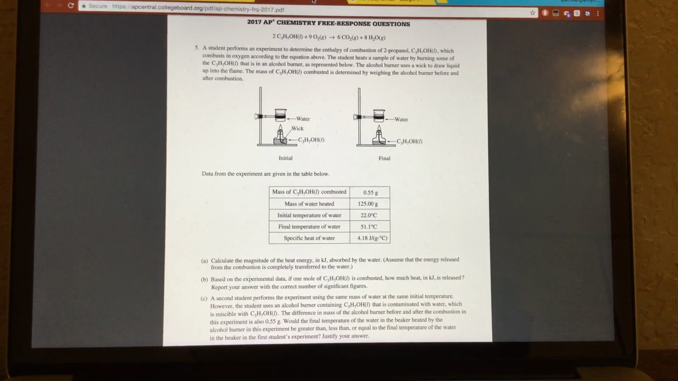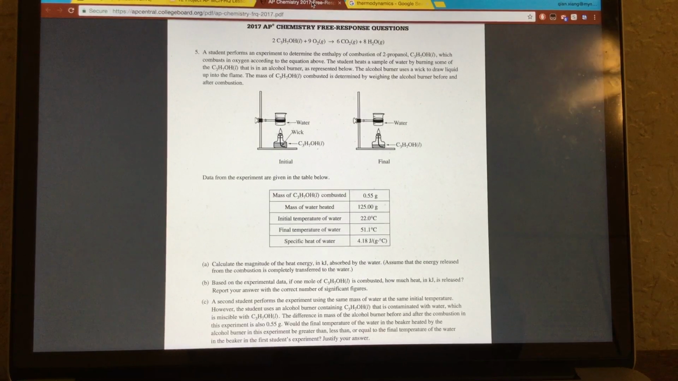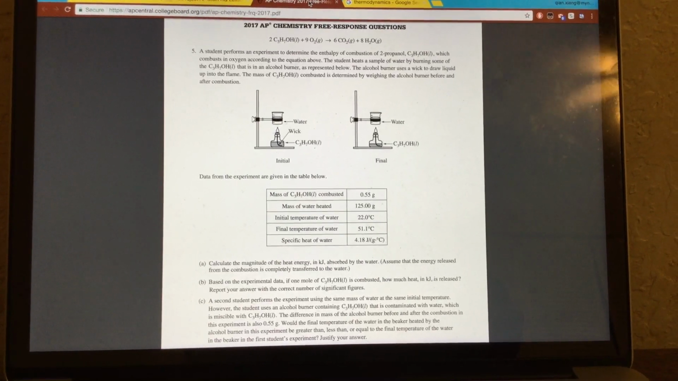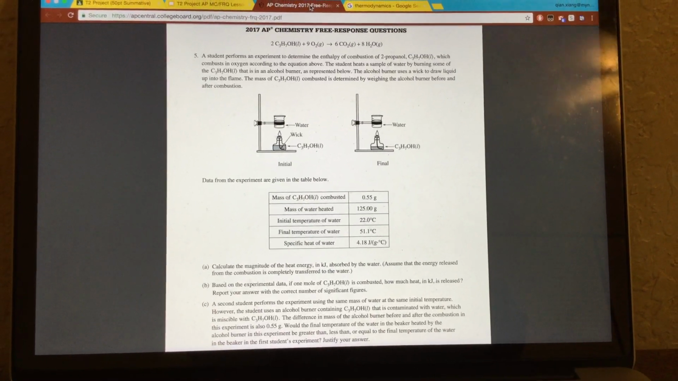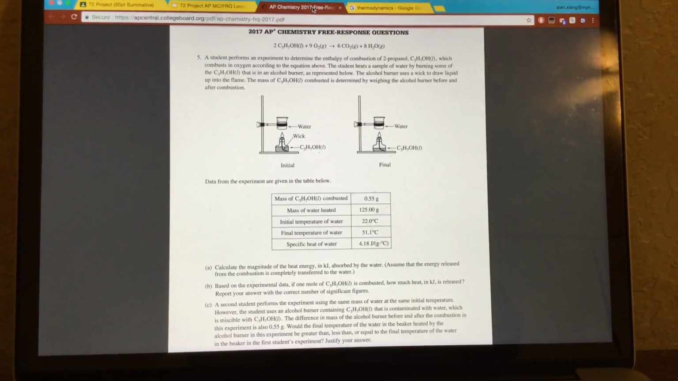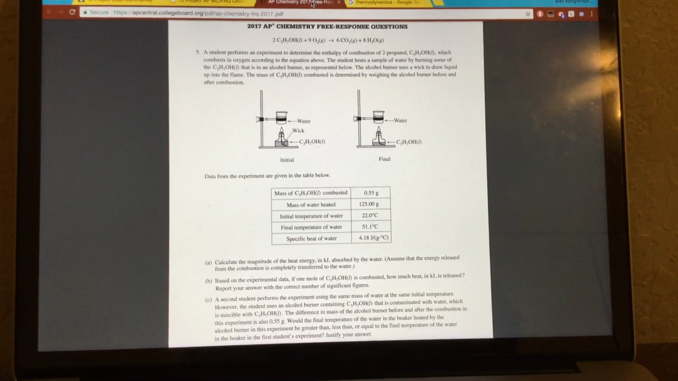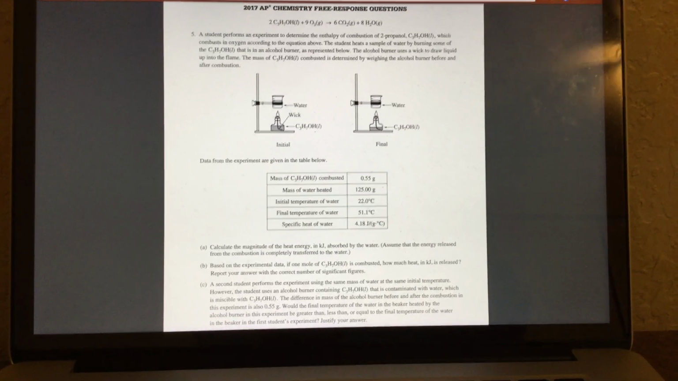Hello, I'm Bobby, and today I'll teach you about question number 5 from the 2017 AP Chemistry exam. First of all, let me introduce the topic. My question is about thermodynamics, which is a branch of science concerned with heat and temperature and their relation to energy and work. So, look at this question.